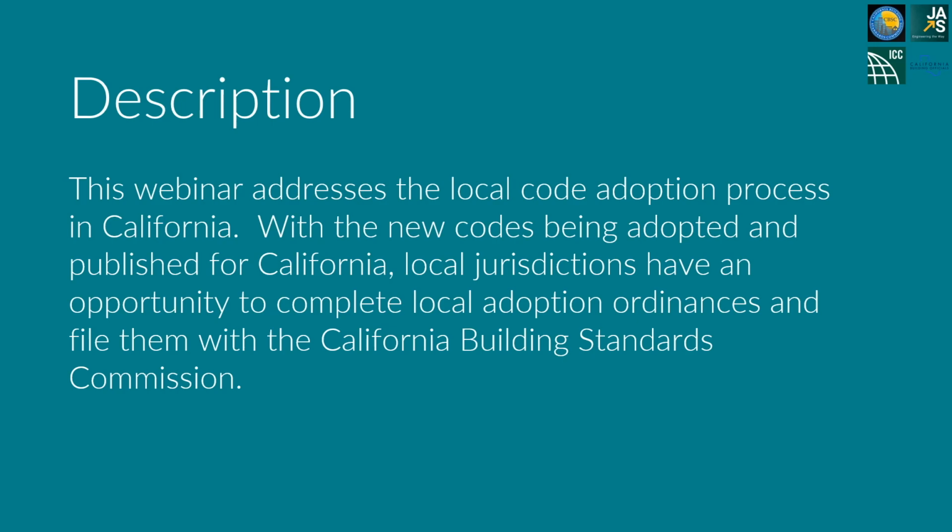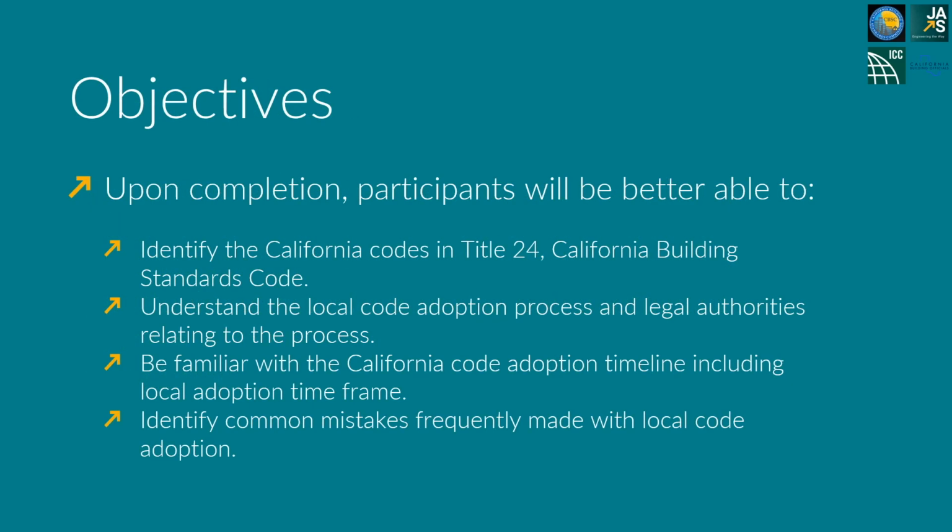With the new codes being adopted and published for California, local jurisdictions have an opportunity to complete local adoption ordinances and file them with the California Building Standards Commission or the appropriate state agency. Upon completion of this webinar, participants will better be able to identify the California codes in Title 24, understand the local code adoption process and legal authorities relating to the process, be familiar with the California code adoption process timeline, including the local adoption time frame, and identify common mistakes frequently made with local code adoption filings.